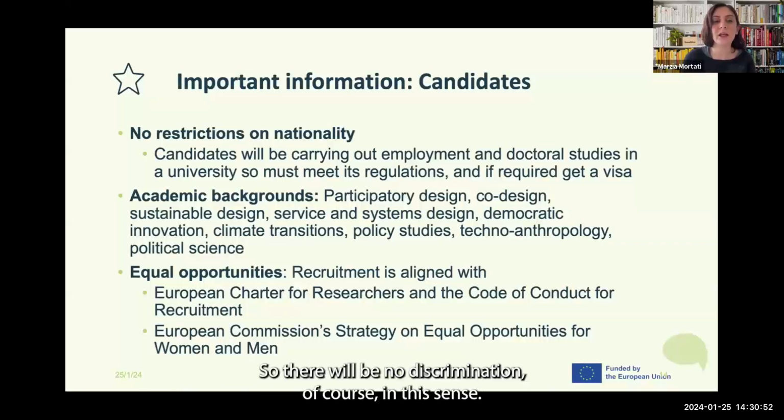So there will be no discrimination, of course, in this sense.